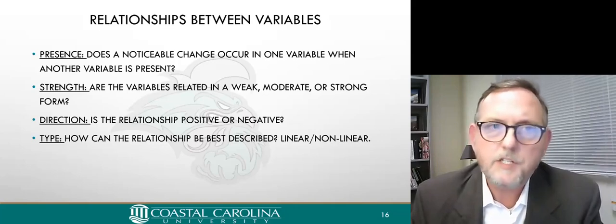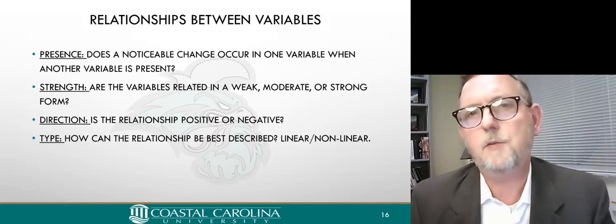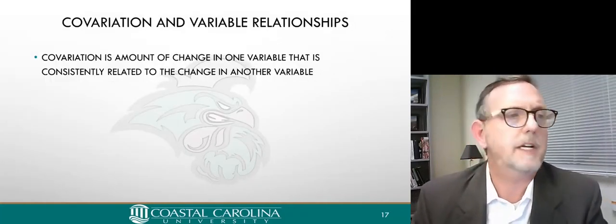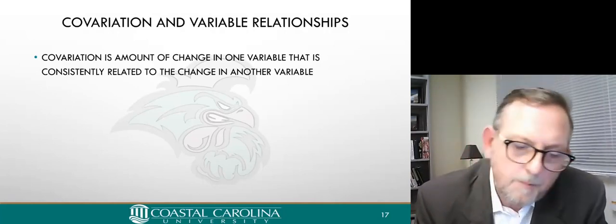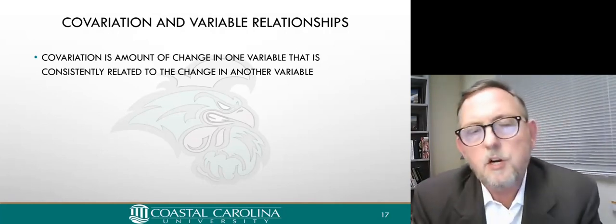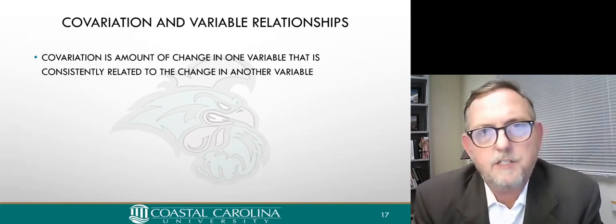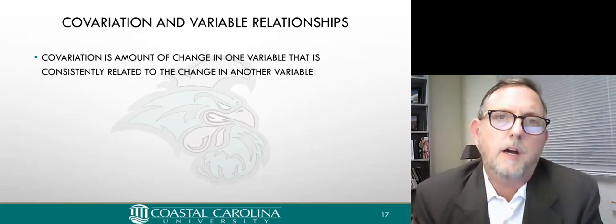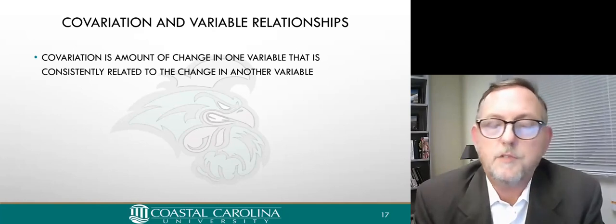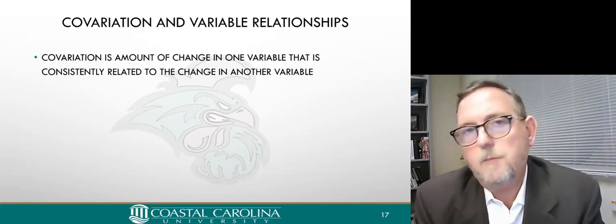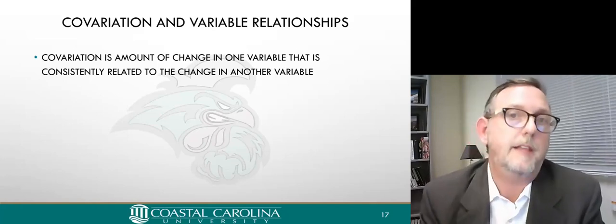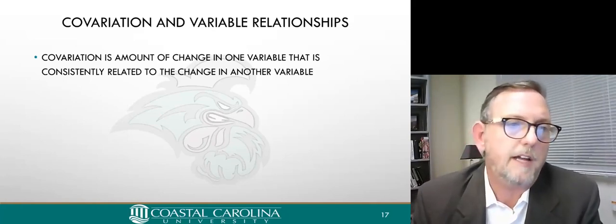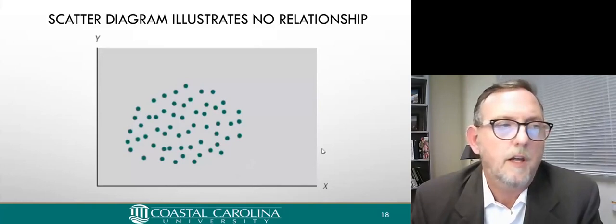Okay, so relationships. This is the beginning of how we start thinking about relationships. When we talk about covariation, we talk about the degree of change that happens in two variables at the same time, and this change should be consistent and predictable. That's one of the things we're going to look at as we go forward.